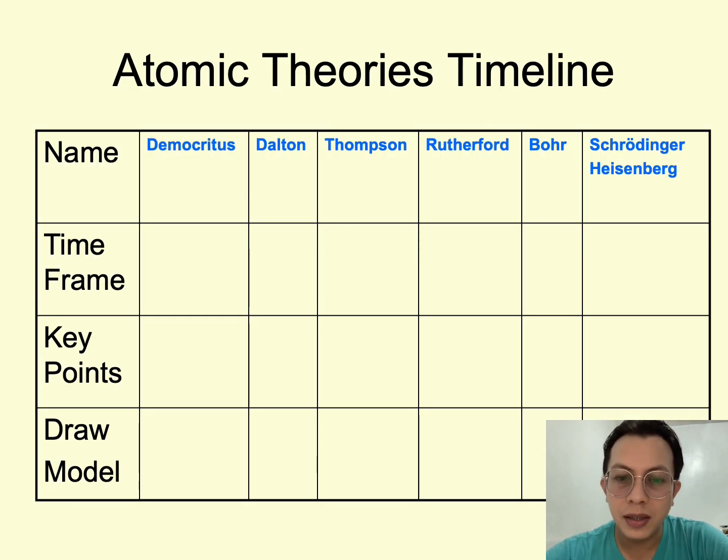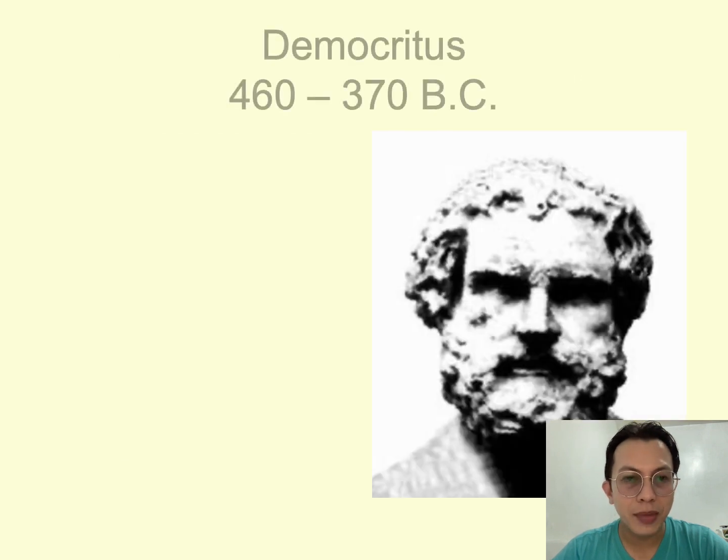At the end of the lesson, you'll be able to complete this table and have a very good picture of the different models, for example, from the time of Democritus, Dalton, Thomson, Rutherford, Bohr, and Schrodinger and Heisenberg. We'll discuss them one by one, the different models of theory as proposed by the scientists.